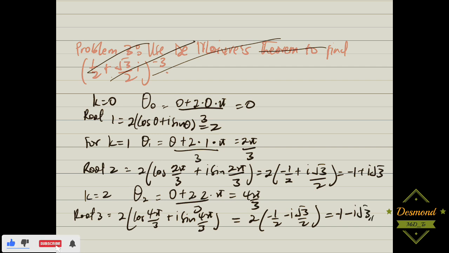So we have the cube roots of 8 to be 2, negative 1 plus i root 3, and negative 1 minus i root 3, and that's our answer.